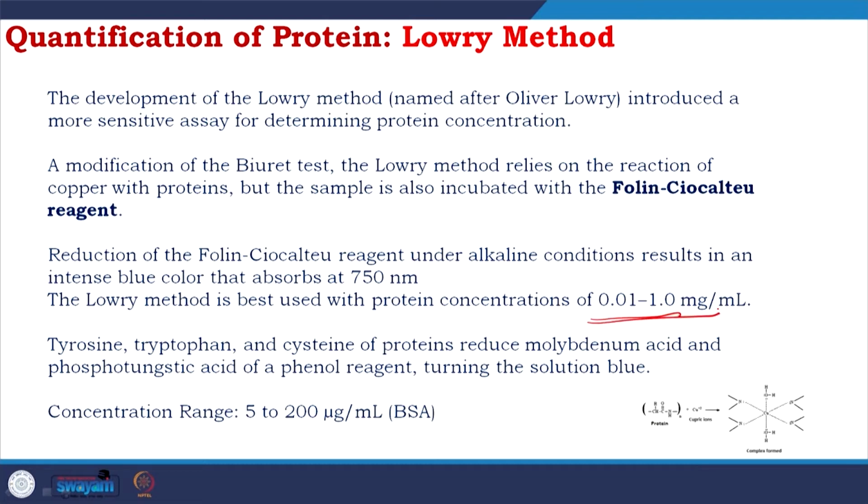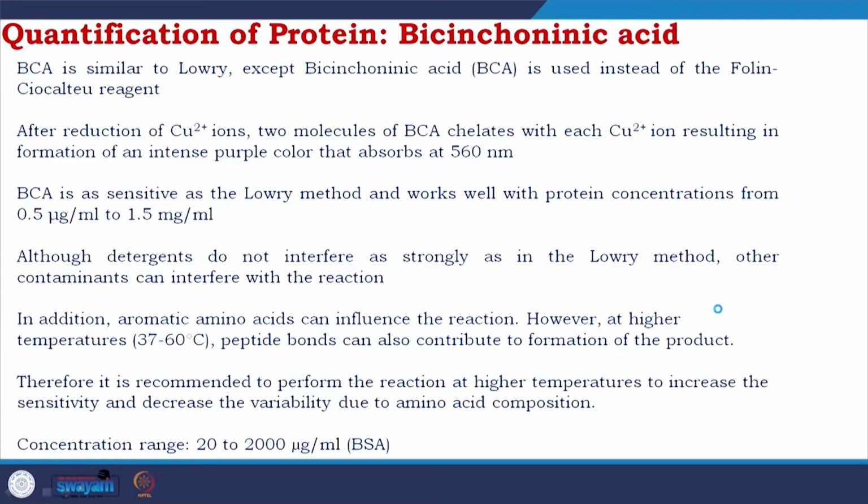Tyrosine, tryptophan and cysteine of protein reduce molybdic acid and phosphotungstic acid of the phenol reagent, turning the solution blue. The concentration range is 5 to 200 microgram per ml. So, this is estimated with the protein bovine serum albumin. Bicinchoninic acid, it is again similar to Lowry, except here the BCA is used replacing the Folin-Ciocalteu reagent.